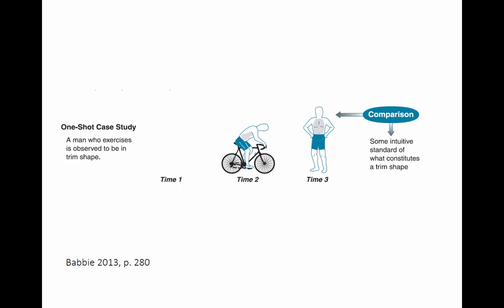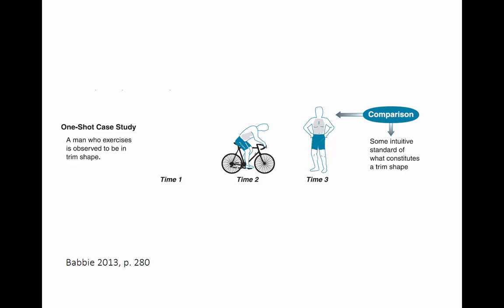So we have an idea in the background about what is healthy, what is a good shape, and that's what we would have to compare it with. But strictly speaking, we don't have that information. That's where other designs come into play. So that's actually why this design is a pretty bad one.